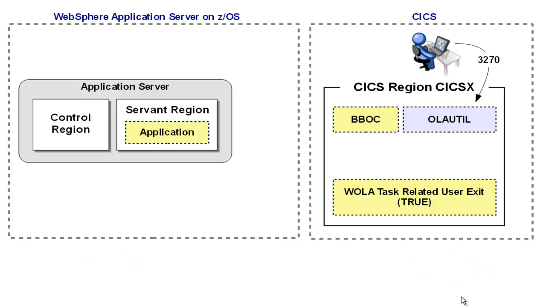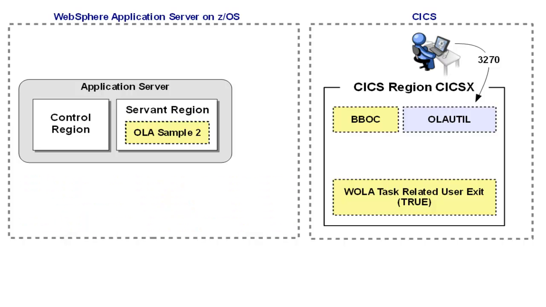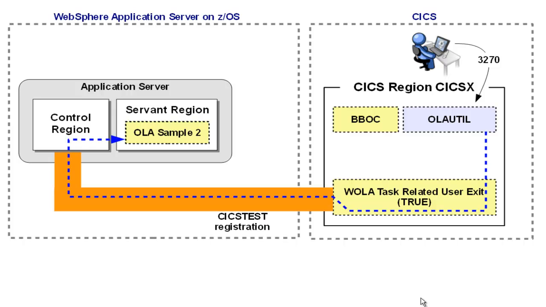And the application that we're going to drive is going to be one of the samples supplied with WOLA called OLA Sample 2. It has an EJB that serves as a target for WOLA invocation. So what we're going to show is using OLAUTIL to create a registration into the named WAS server and then drive a number of calls across that WOLA connection against the OLA Sample 2 program.